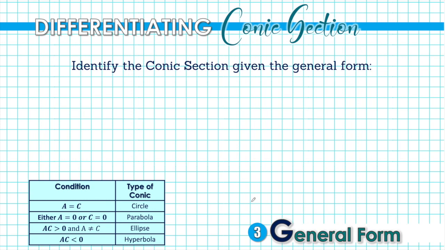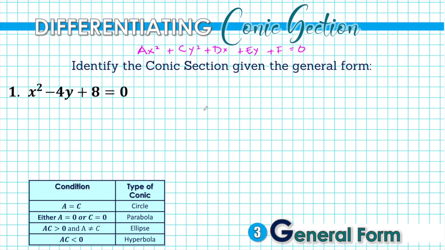Now let's try identifying conic sections given the general form. We have a list of the conditions here at the left side so that we can help you identify the conic sections. So I'll be writing here the general form. So we have the complete general form so that you can be guided: Ax squared plus Cy squared plus Dx plus Ey plus F is equal to 0.